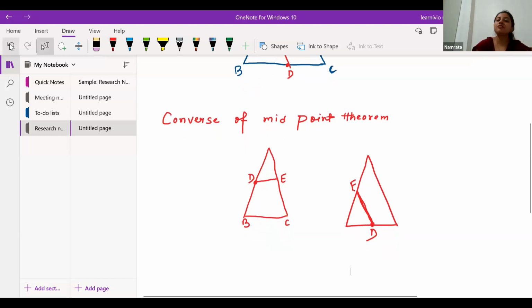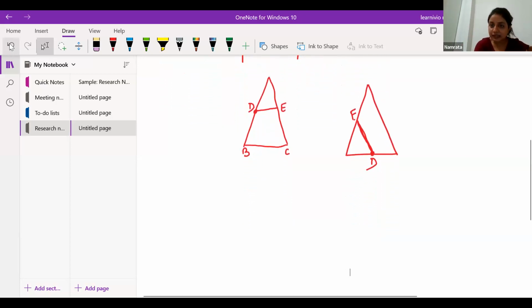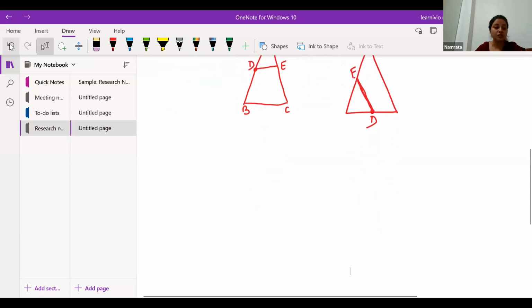Now you understood what is midpoint theorem, what is converse. Both are exactly the same thing, but in the first case, we need two midpoints, we will join them, we will get the parallel one. Here we need parallel and one midpoint, and then we will get another midpoint. So both are exactly the same thing, but in a different way.